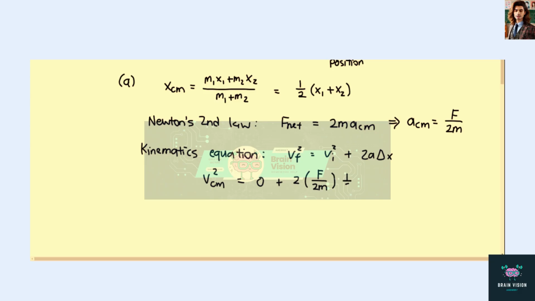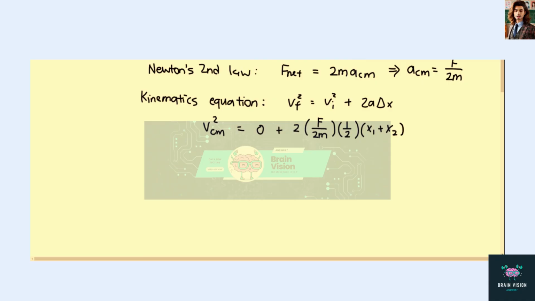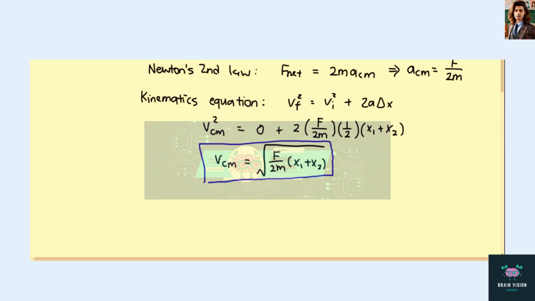times the delta x, which is half x1 plus x2. Simplifying, we get VCM is equal to the square root of F over 2m times x1 plus x2. So this is the answer for part A. Then we move on to part B.